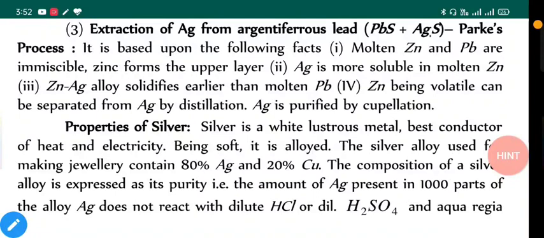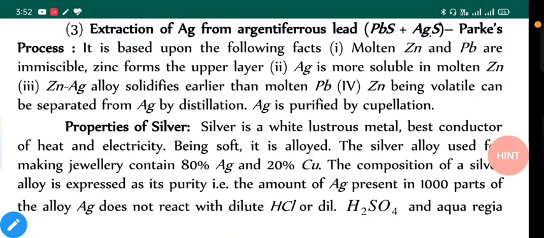Now cupellation means heating the mixture to a very high temperature, and by controlled operation we can separate out noble metals like gold, silver, platinum, etc. Now the properties: silver is a white lustrous metal, the best conductor of heat and electricity. Being soft, it is alloyed, that means we mix some other metals to increase the strength of silver. As mentioned, it is a very good conductor of electricity, so we can use it in certain circuits in which we need a very high conductance value.